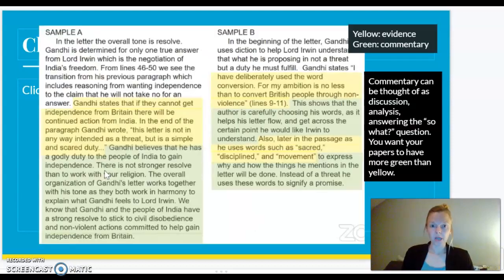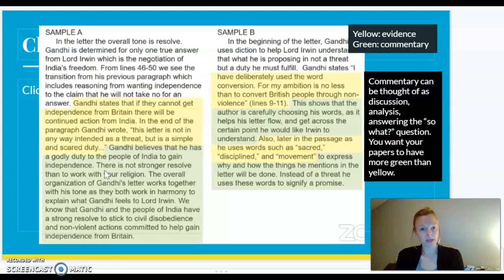Okay, so the evidence is here in yellow and the commentary is in green. Commentary can be thought of as the discussion, analysis, answering the so what question. You want your papers to have more green than yellow, so that's really significant.